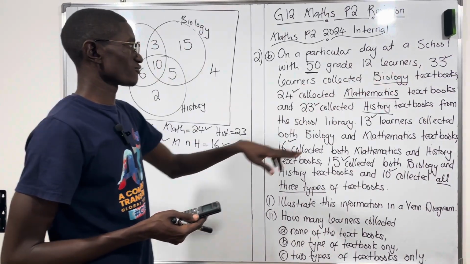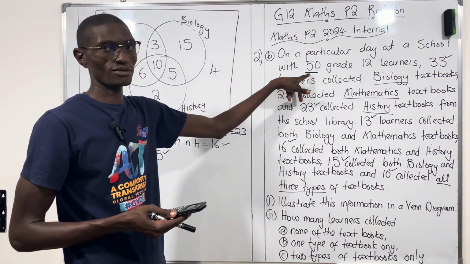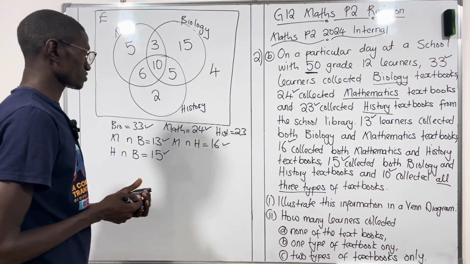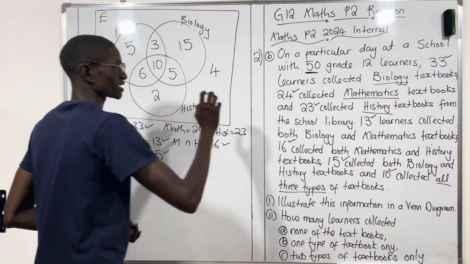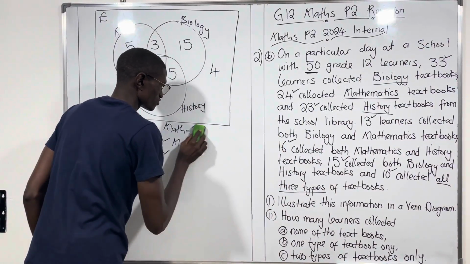Biology should have 33, we have confirmed. And then you add everything, the total number you find, you subtract from the total you're supposed to have. Okay, the remainder goes outside the sets. So we are now done plugging in the values. We can erase this information now and solve the rest of the question.